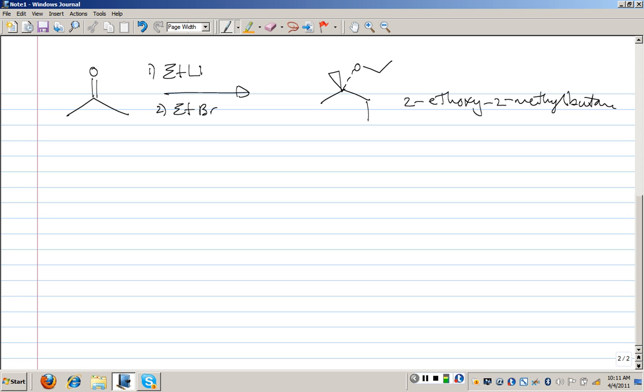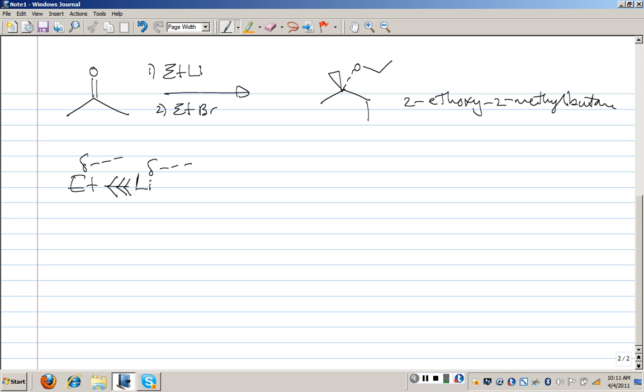Well, I know that Et bound to lithium is really going to be Et minus for all intents and purposes, because the lithium is electropositive, and so it's actively going to be dumping electron density onto the carbon, which makes the carbon very, very negative, and therefore the carbon is going to be a very potent nucleophile or base. So I have to figure out what role the carbon is playing. Is it a nucleophile or is it a base?